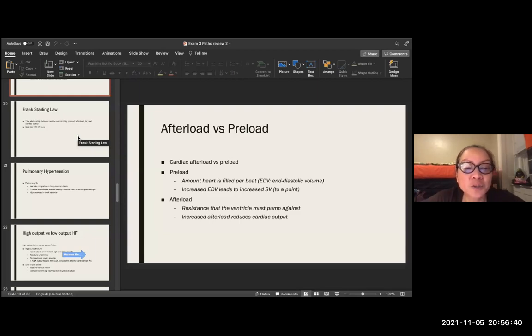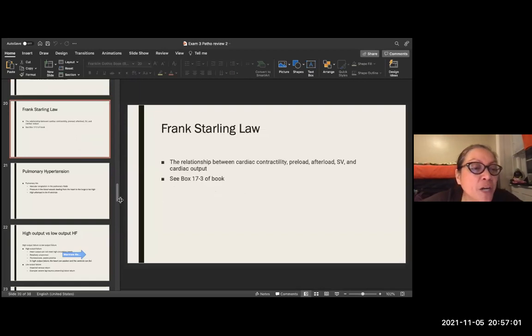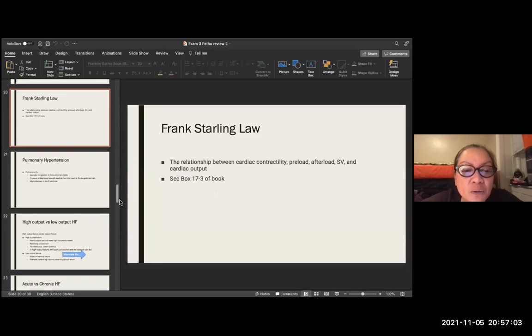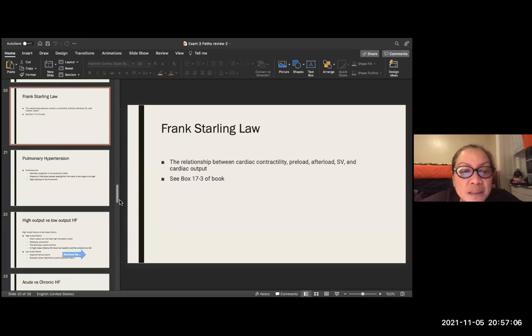Okay, recording in progress. So now you understand that the blood flows from the atrium and then goes down to the ventricle. So it's not talking about which ventricle, it's talking about the volume of blood. So that's it. And plus you can read more on pulmonary hypertension and the Frank Starling law. Okay. So the relationship between cardiac contractility, preload, afterload, stroke volume, and cardiac output. So you have to look at these.